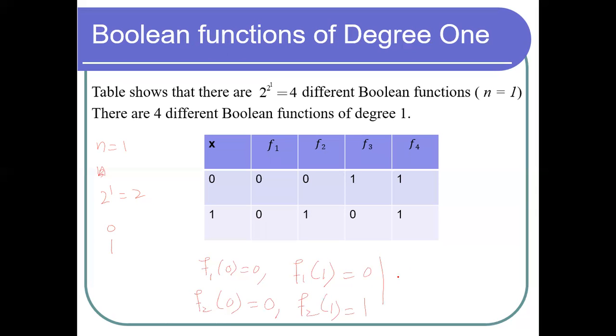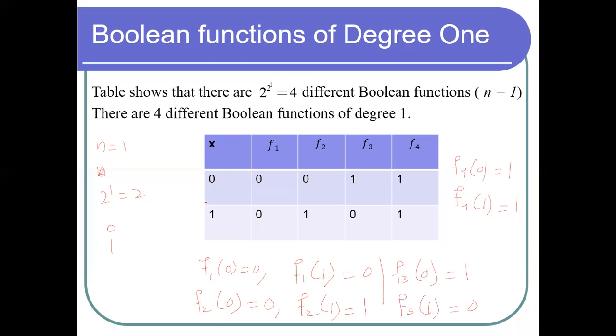For f3, if you put 0, then you will get output 1. If you put 1 in f3, you will get 0. Another function, f4: if you put 0, it will give you 1. If you put 1 as an input, it will give you again 1. So these are all the possible Boolean functions when the input is a single element.